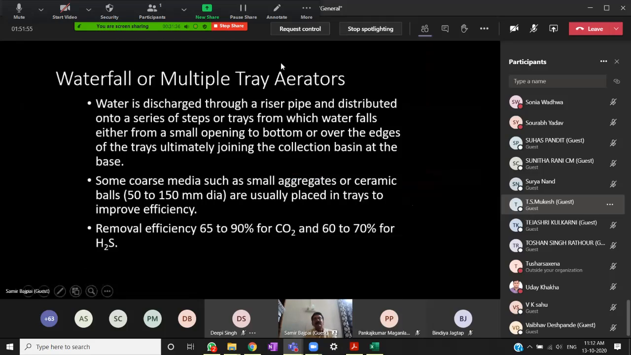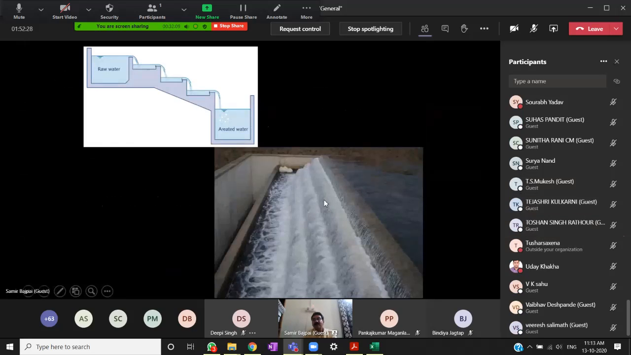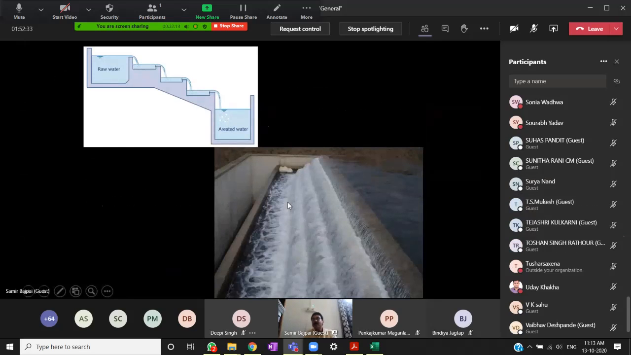Then you can have this effect by providing a series of waterfalls or a series of multiple tray aerators. In multiple tray aerators, water is falling through trays from one tray to another tray, and another tray. This way, a continuously large area of water is being exposed and air transfer is taking place. Then you can have cascade aerators where you build these steps and there is a lot of turbulence. You can fit gravel, etc. on this also to give more turbulence, so that there is more mixing.